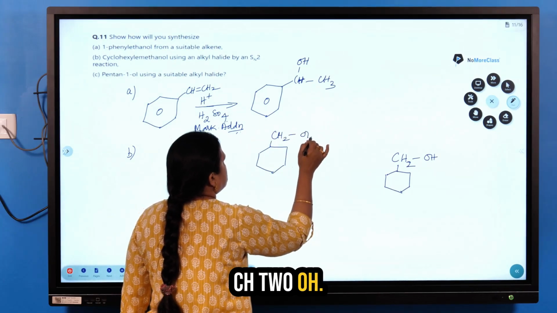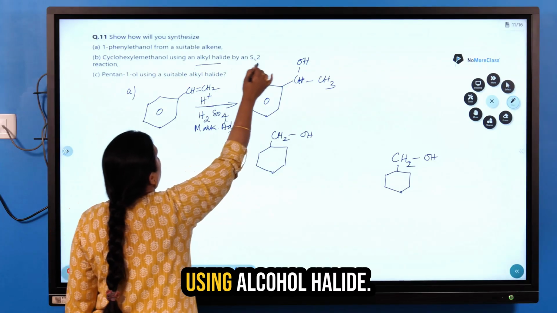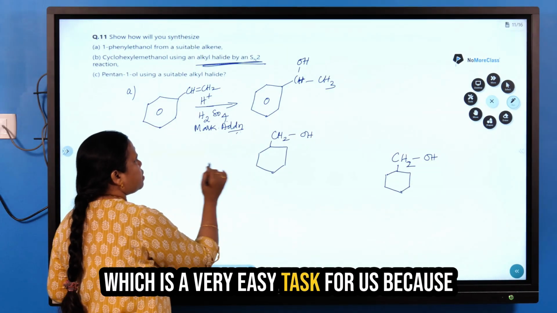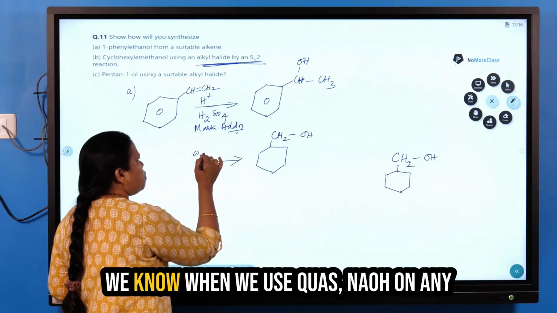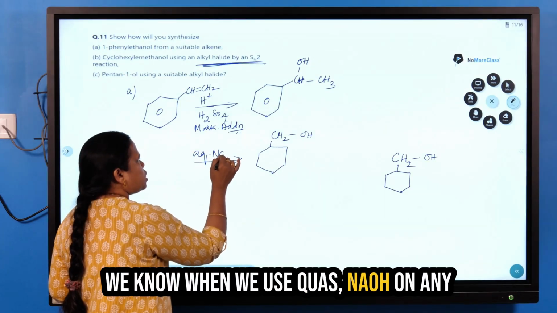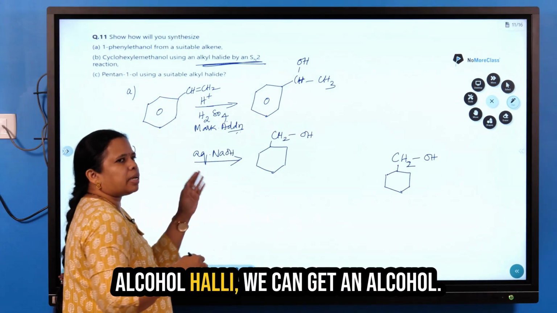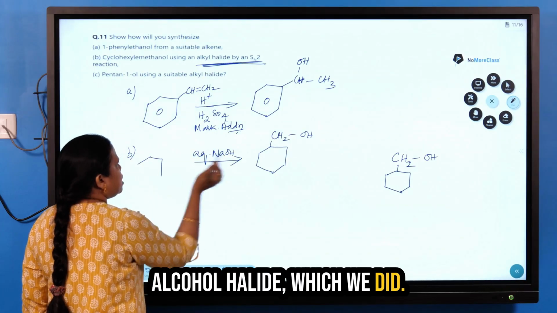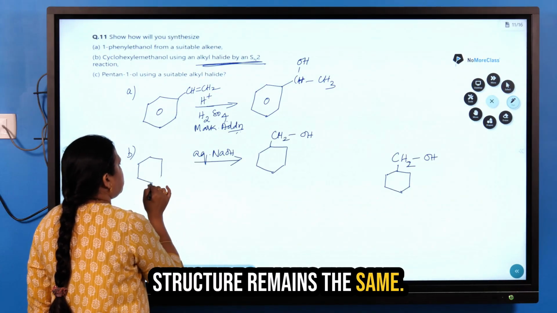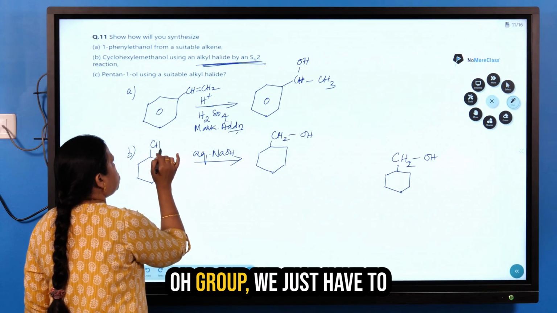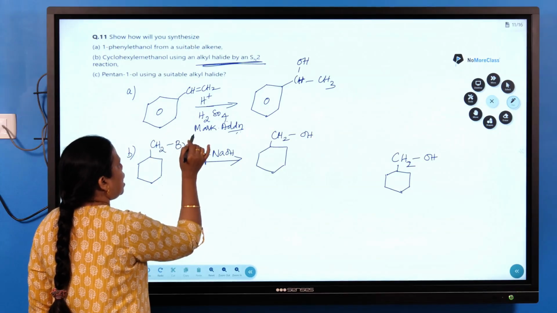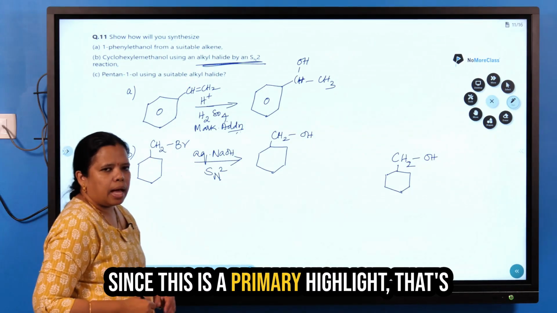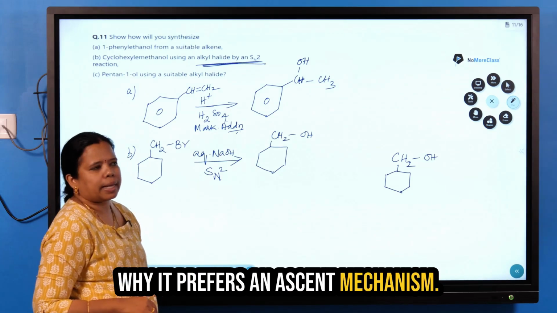Our product is cyclohexyl CH2OH. Now the question says using alkyl halide. So we have to derive an alkyl halide, which is a very easy task for us because we know that when we use aqueous NaOH on any alkyl halide, we can get an alcohol. And what should be the alkyl halide which we take? The structure remains the same. Wherever we have the OH group, we just have to introduce a halogen. This is a primary halide, that's why it prefers an SN2 mechanism.